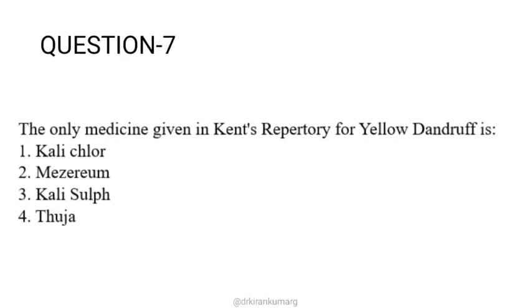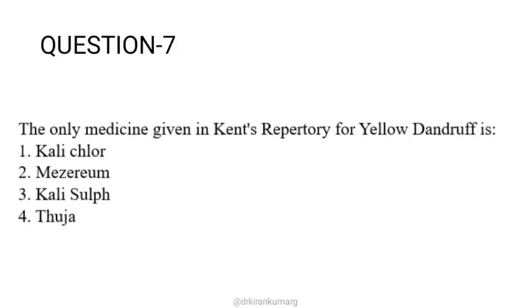You have Kali chlor, Mezereum, Kali sulph and Thuja. Most of the time, if you already know the remedy, it's well and good, because you have already gone through the repertory. You might have come across this rubric many times when patients consult you with seborrheic dermatitis or dandruff, and you directly have a rubric to check what all remedies you have. Thuja is also a common remedy for dandruff, Mezereum is also a common remedy for dandruff. So how do you differentiate?